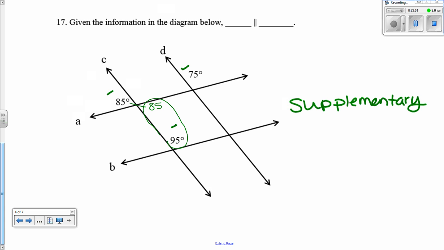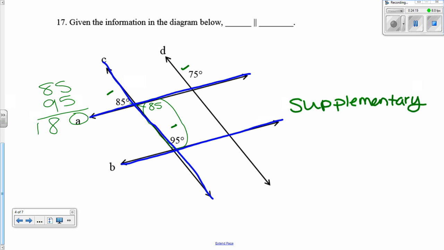So I'm going to add these two up first. 85 plus 95 gives me 180. So I know those are supplementary. And if I highlight the lines that we used, the 85 was on line A, the 95 was on line B, and they're both using our transversal of C. Since these are same side interiors and they're supplementary, we know that A is parallel to B.